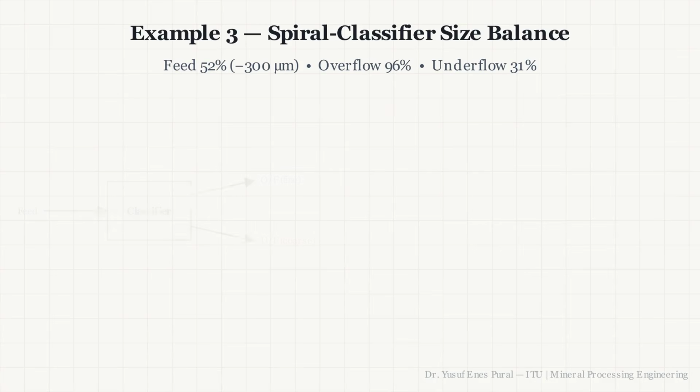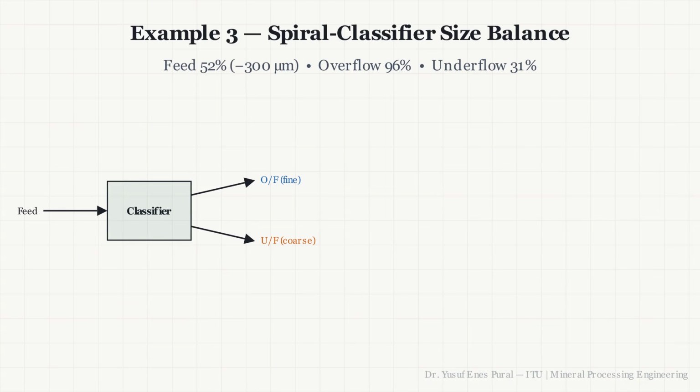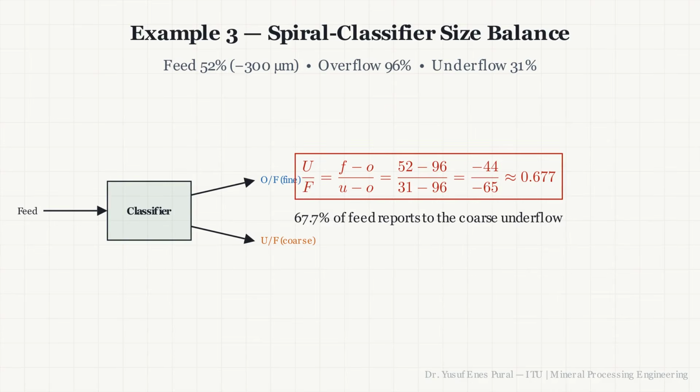And it works for particle size too. A spiral classifier, feed at 52% passing 300 microns, overflow 96, underflow 31. Same formula, and about 68% of the feed reports to the coarse underflow. One caution: don't trust a single size, calculate for several sizes and take the average.